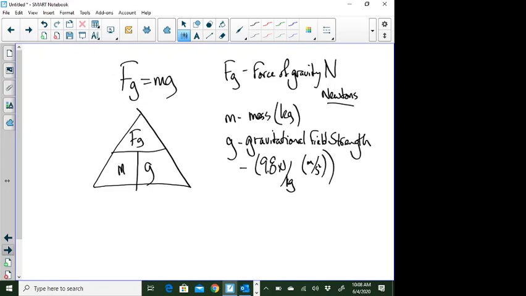If we wanted to calculate the mass, if we knew what the force of gravity was, we cover up the m, and to calculate the mass, we're going to take the force of gravity and then divide that by our gravitational field strength. If we wanted to calculate the gravitational field strength, we can take the force of gravity and divide that by the mass.